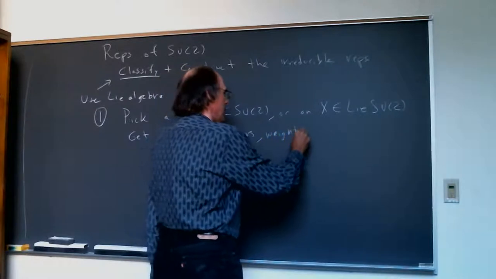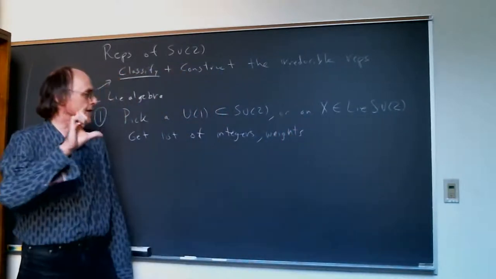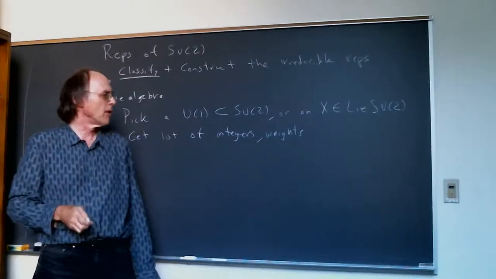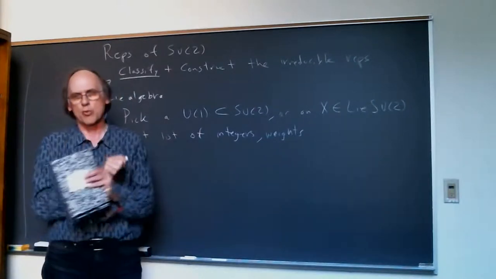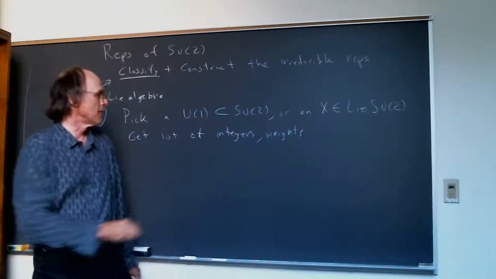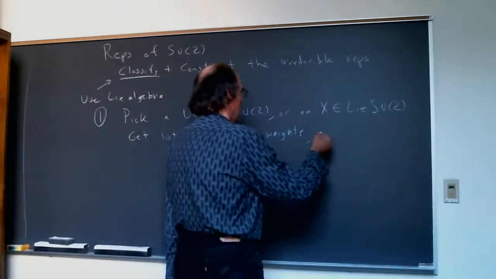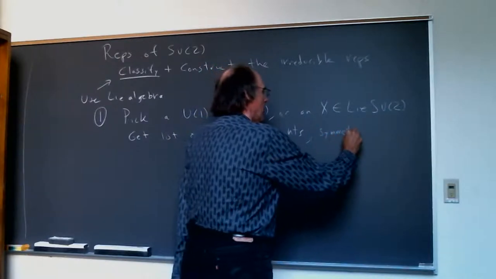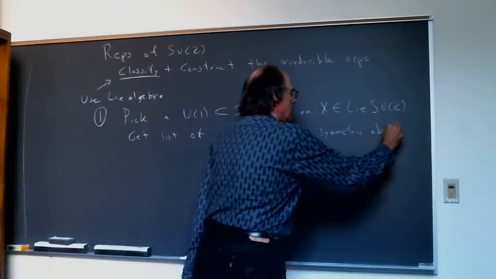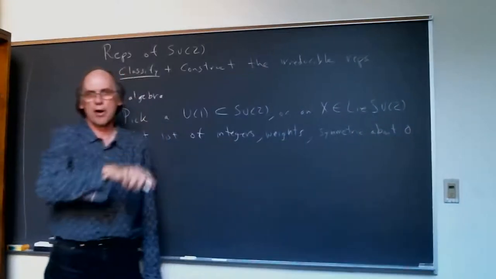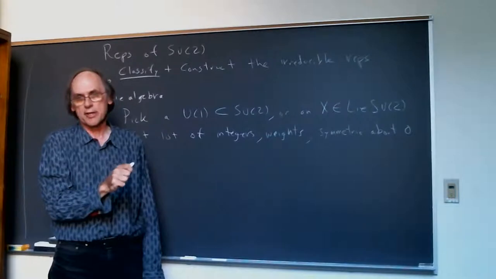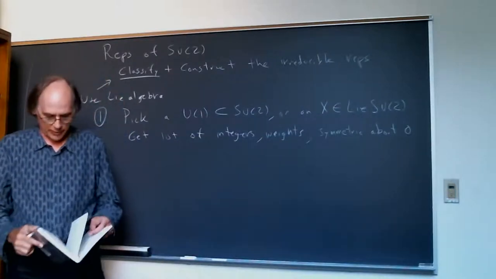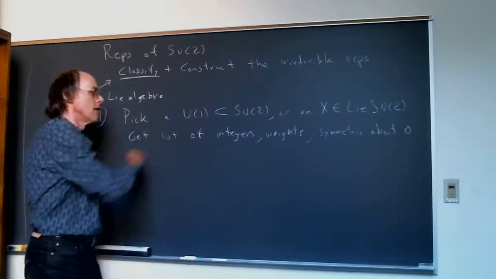And there's a separate argument I mentioned last time that you can use another element of SU2 and conjugate by it, and then show that this swaps the weights to negative weights. And these are symmetric about zero. So if a positive weight occurs in this list, then the negative of it also has to occur. Okay, so this is the easy part of this.